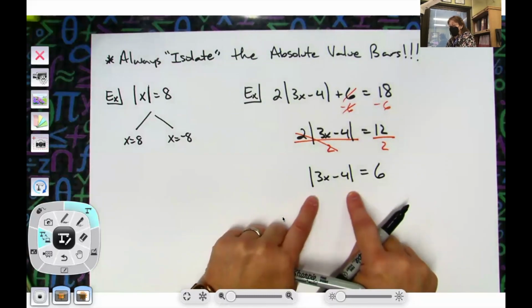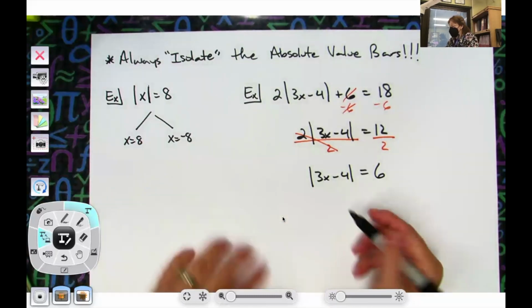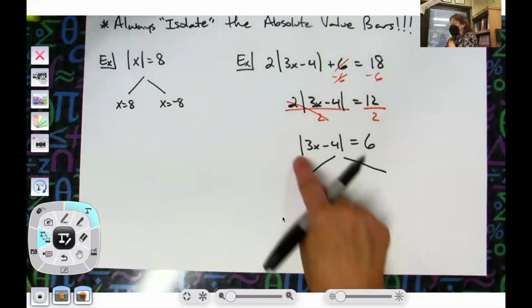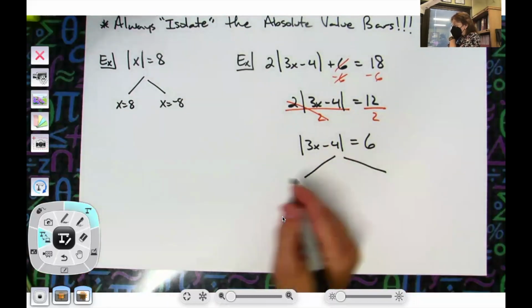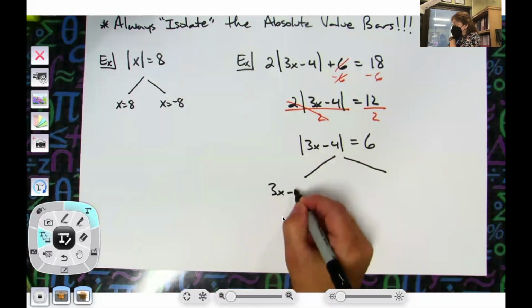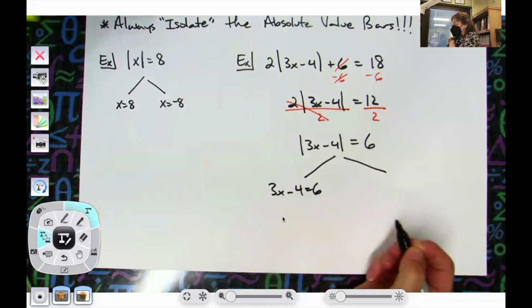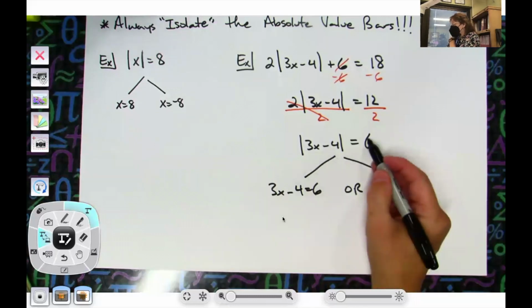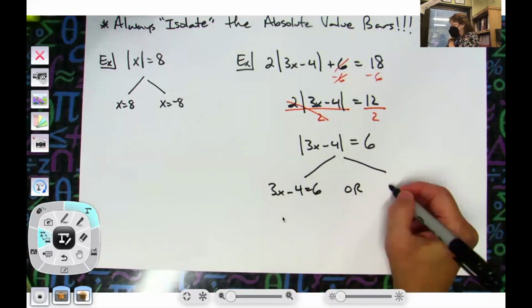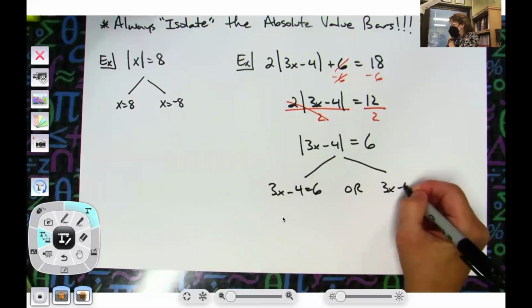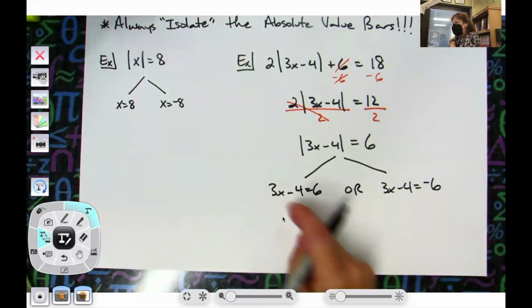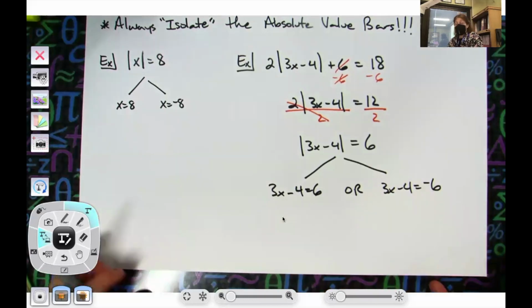So now, just like we did here, I can break it up. The first equation I always write, I just drop the absolute value bars and write the exact same thing again. So 3x - 4 = 6. Over here, do it again, but then you take the opposite of what's on the right-hand side. So 3x - 4 = -6. Hopefully these are two nice, easy little equations that you can solve.